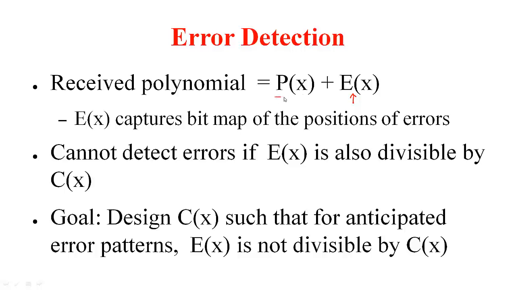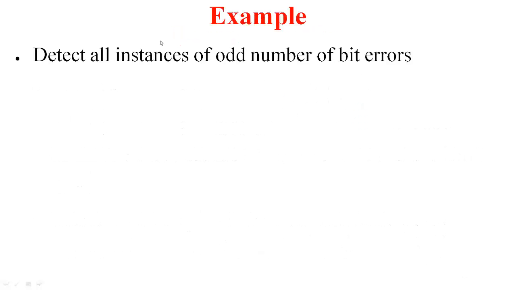Now we know that P(x) is exactly divisible by C(x). That means you cannot detect errors if E(x) is also exactly divisible by C(x). So the goal is to design C(x) such that for anticipated error patterns, E(x) is not divisible by C(x). So how do we do that? Let me work out an example again.